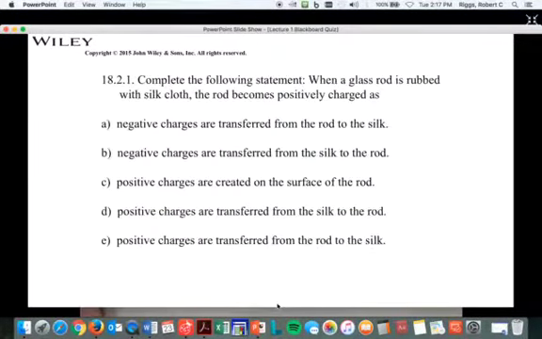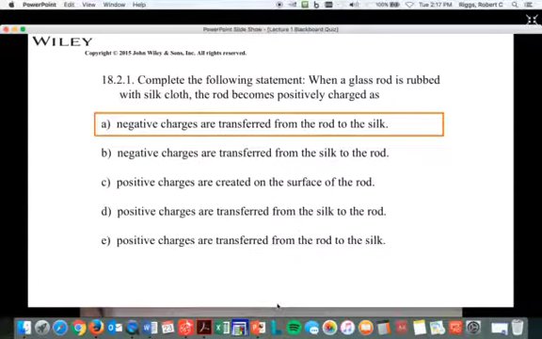Let's see what else they got here. When a glass rod is rubbed with a silk cloth, the rod becomes positively charged. What moves? Aha! So what lost charge? The rod lost charge to the silk. Lost negative. In other words, the electron. Oh yeah, I was going to show you the John Travoltage. I forgot. Okay, I'll show you that in a minute. Boom. Negative charge.